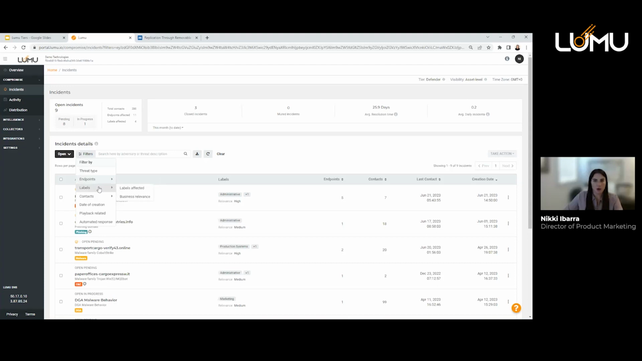Labels, again, if you want to maybe focus on certain areas of the business or see how those areas of the business are being impacted, you can sort and filter by labels, by number of contacts, date of contacts, when it's been happening, when it was created.